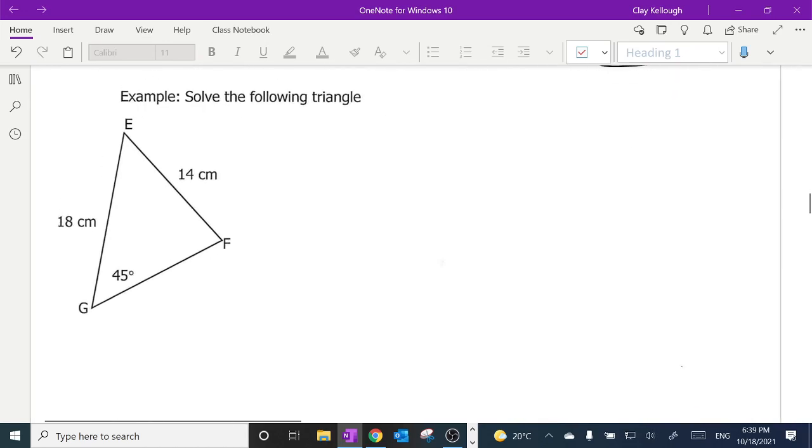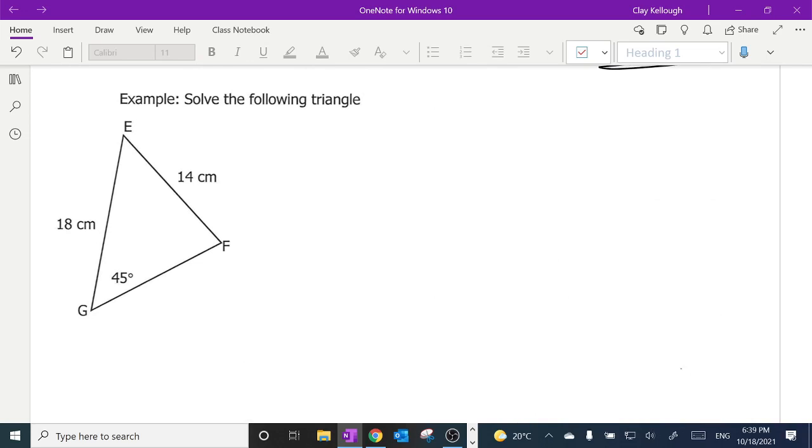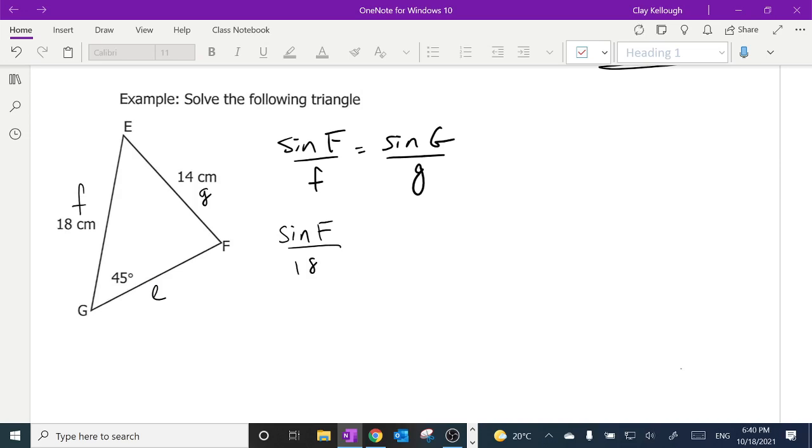Okay. Speaking of which, here's another one. This one's actually, I think, easier than the last one because I can find angle F right away. Can I find angle E? No, because I don't know anything about side E down here. But I can find angle F because I know side F, and I know side G across from angle G. So the sine of F over F is equal to the sine of G over G. So the sine of angle F over 18 is equal to the sine of 45 over 14.